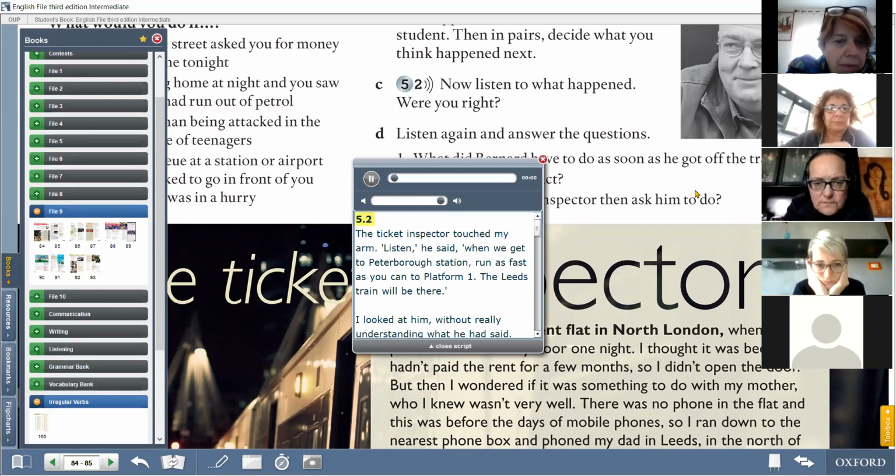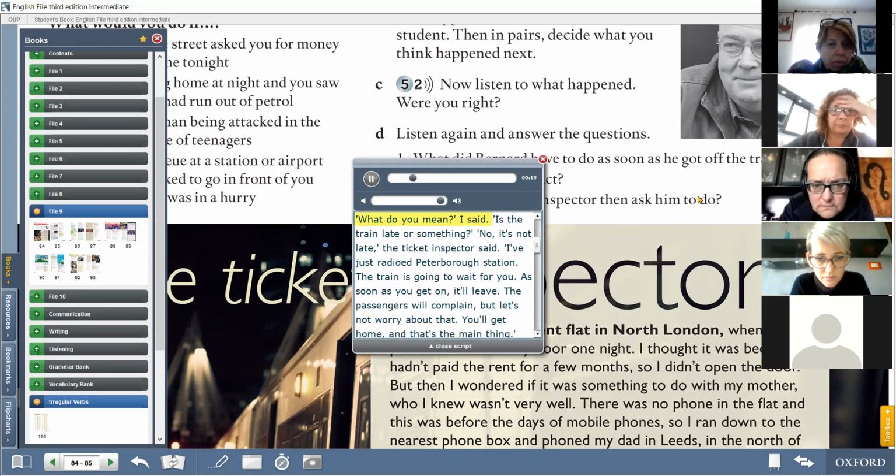5.2. The ticket inspector touched my arm. "Listen," he said, "when we get to Peterborough station, run as fast as you can to platform 1. The Leeds train will be there." I looked at him without really understanding what he had said. "What do you mean?" I said. "Is the train late or something?"